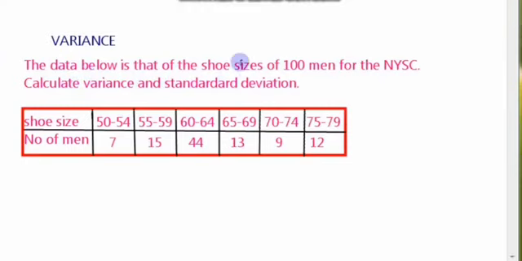So you want to compute variance and standard deviation of group data. Using this table, we are given the shoe size, number of men, which represent the frequency. I have 50 to 54, which will be our class interval. We are going to use this table to compute the variance and standard deviation. So that is what we are going to look at.